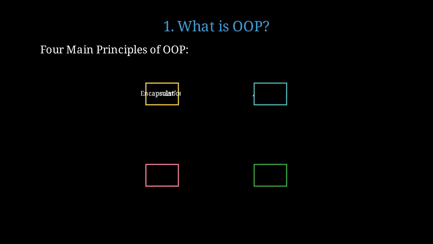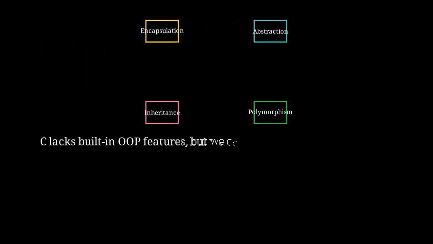First, let's understand the core principles of object-oriented programming. Object-oriented programming has four main principles that guide its design. The four pillars are encapsulation, abstraction, inheritance, and polymorphism. C doesn't have built-in object-oriented features, but we can simulate them using structs and clever design patterns.